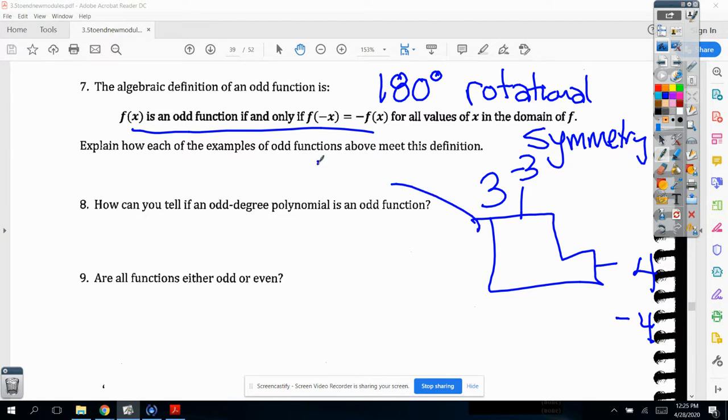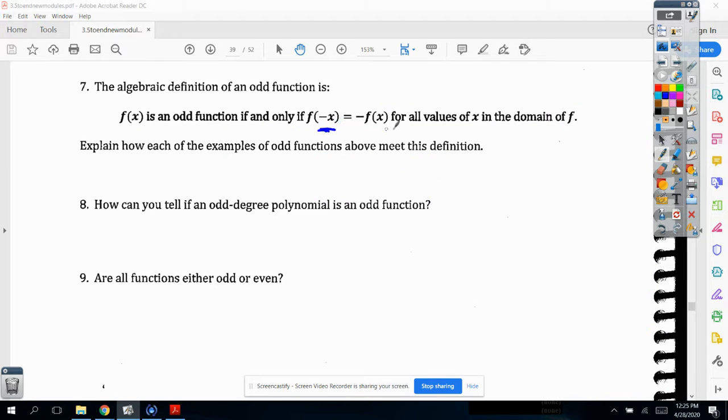So if I plugged in 20 and I got -30, if I plug in -20, I'm now going to get +30. If you change the sign here, you change the sign there. That makes it flip-flop in the 180 rotational. That's what this notation means. If you plug in -x, you're going to get -y.